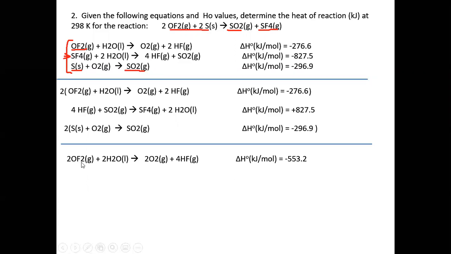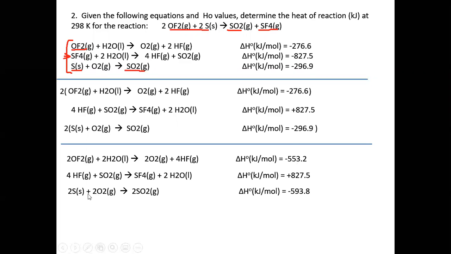So now we have 2OF2, and the delta H has been doubled. We don't do anything to the second reaction. And the third reaction, we now see that sulfur has a coefficient of 2, and the delta H has doubled. So now we've got all the coefficients set. We've got everything on the correct sides of the equation. We can start marking off similar things. So the 2H2O cancel out.